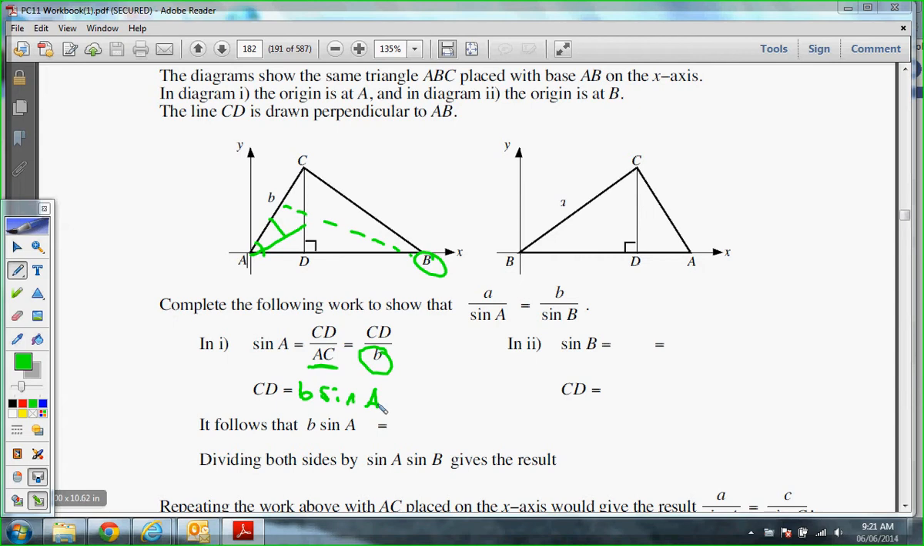Now looking at the flipped version, sine of B is also CD over BC. In this case, BC equals little a. So CD is the same as a sine B. Well, if CD equals this and CD equals this, they equal each other. So b sine A equals a sine B.